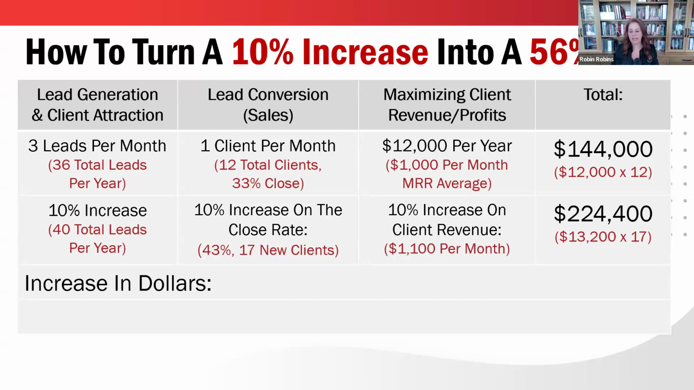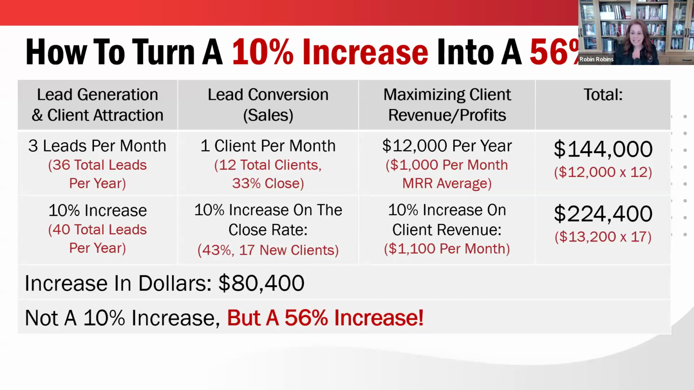So check this out, right? If you multiply this across, if you were doing $144,000 in generating 3 leads and 1 client a month at $1,000, you'd be adding and growing at $144,000 in MRR every single year, plus projects and stuff like that, right? But if we get a 10% increase and we're generating 40 leads and closing 43% of them and bumping the prices, the revenue that's generated now is $224,000. That's an $80,000 increase right there by not spending another dime on anything, just improving our process and being more focused on it. And that's a 56% increase, not a 10% increase.